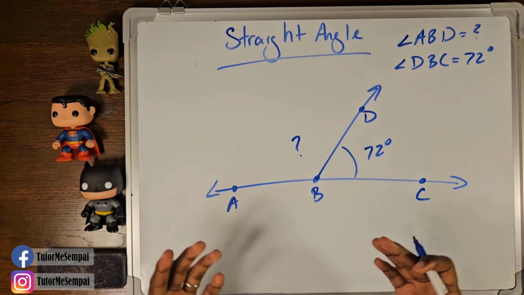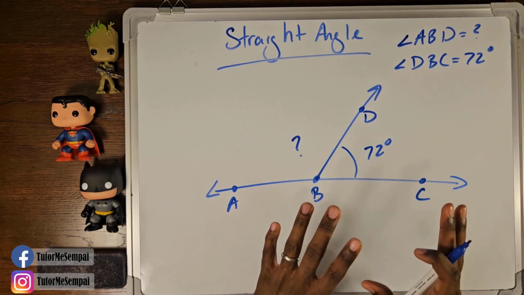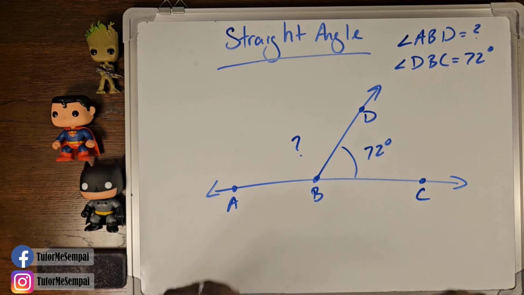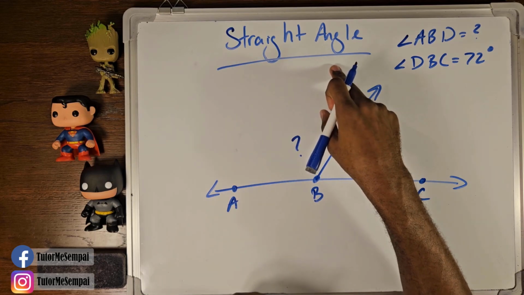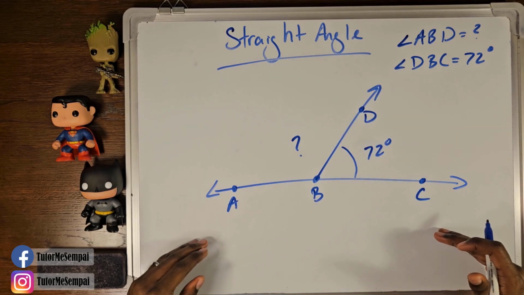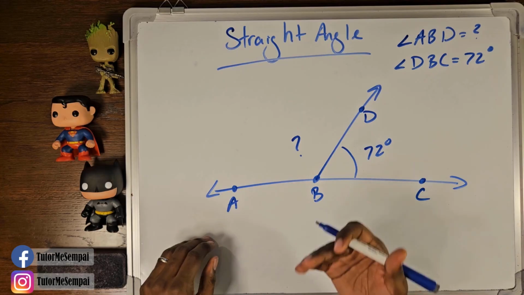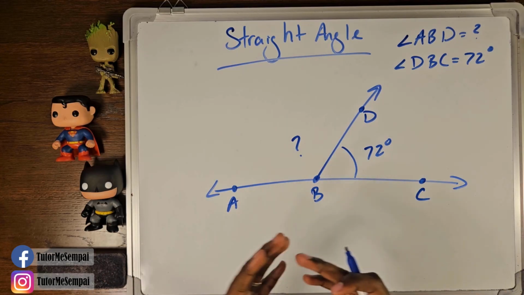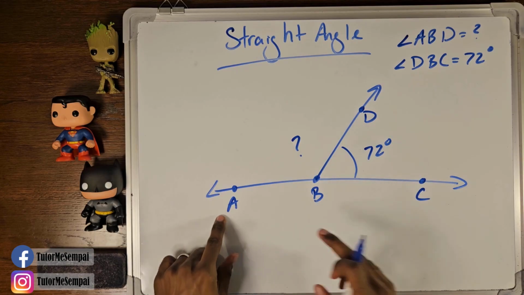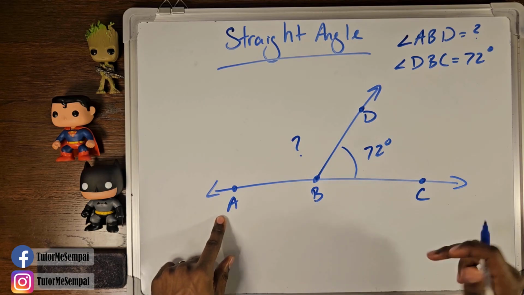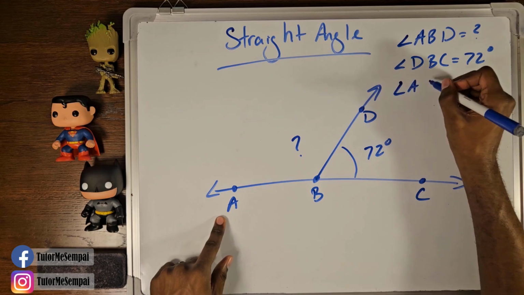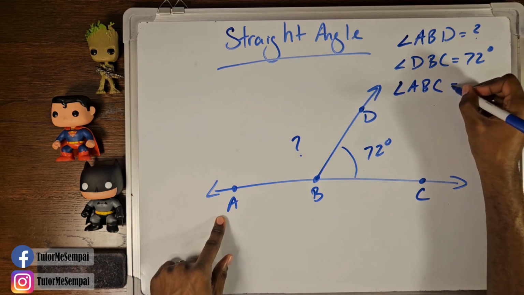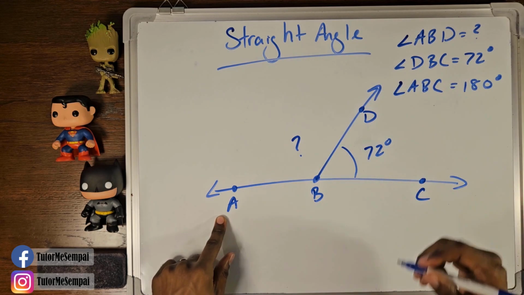Can we figure out our missing angle? Well, just like we did for our right angle, notice what other type of angle do we have here? Well, I kind of gave you a little hint. We have a straight angle. And what's the measure of a straight angle? A measure of a straight angle is going to be 180 degrees. You have to remember that. Now, what's the straight angle that we're working with? The straight angle is going to be angle ABC, and that's going to be 180 degrees.